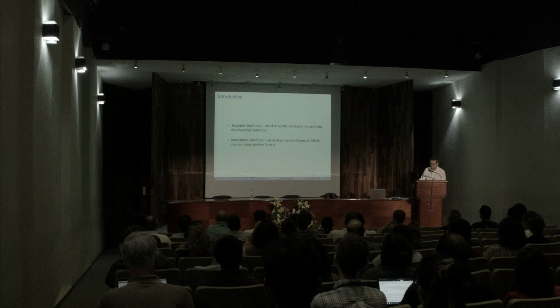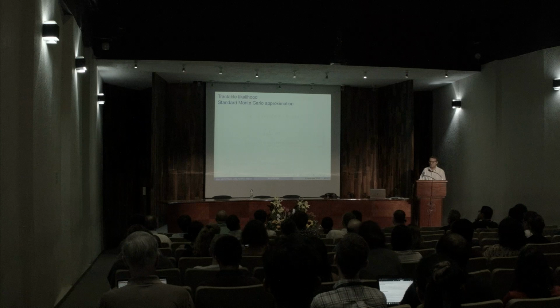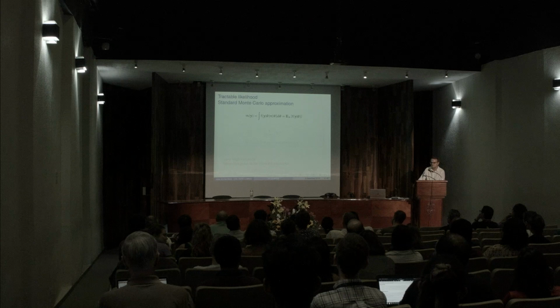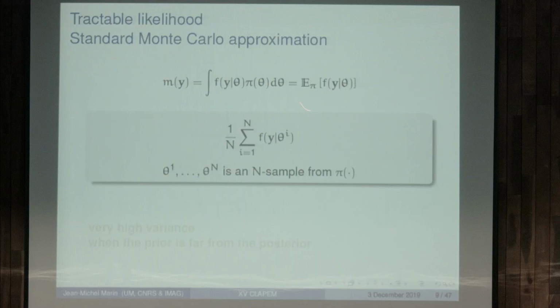So first, in a few minutes, the standard methods to approximate the integrated likelihood. The integrated likelihood is an expectation with respect to the prior distribution, so you can use samples from the prior and replace this expectation with the empirical average of the likelihood with theta simulated from the prior, an IID sample from the prior. As you can understand, when the prior is far from the posterior, there is a very high variance, and the variance does not exist when the dimension is quite large. So this method is not very used.